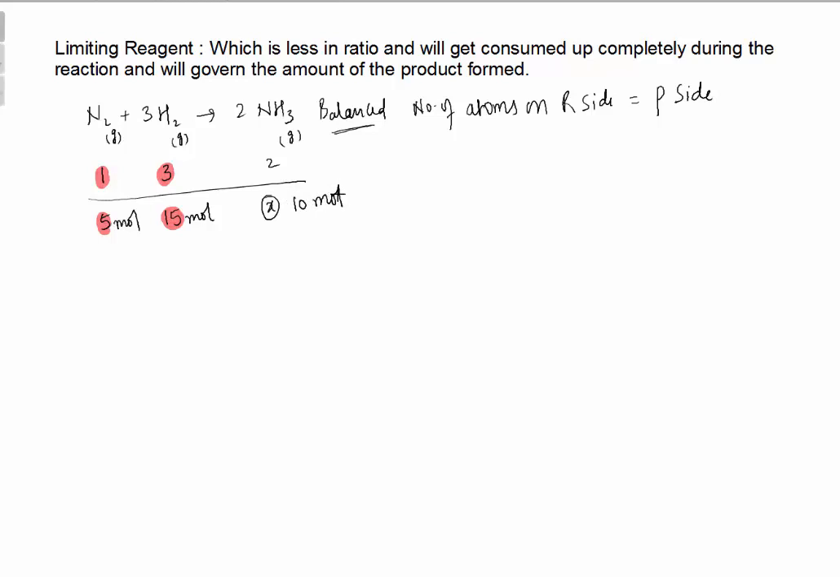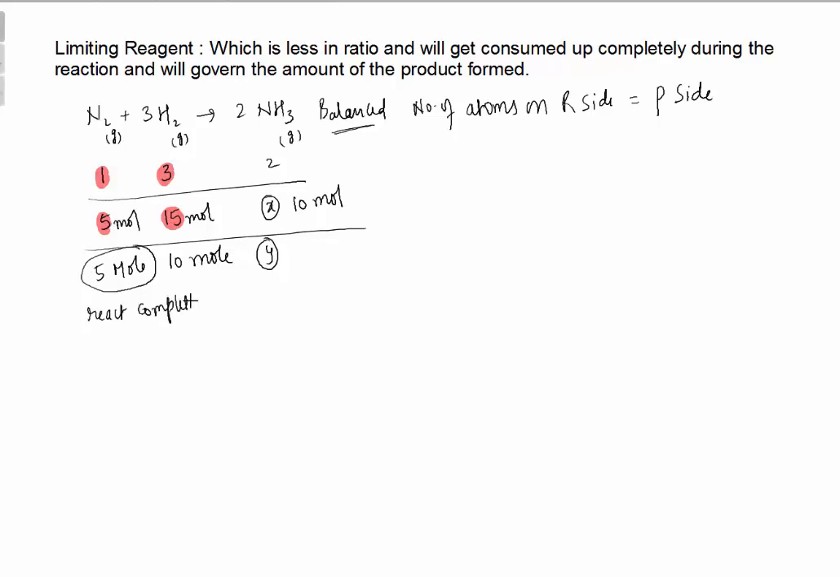Now, if you have a third condition, that is 5 mole of this and 10 mole of this, then the problem starts. What happens is, we have to calculate now. From the balanced equation, 1 mole of this is reacting with 3 moles of this. Yes or no? 5 moles of this will require 15 mole of this. That means this will never react completely.